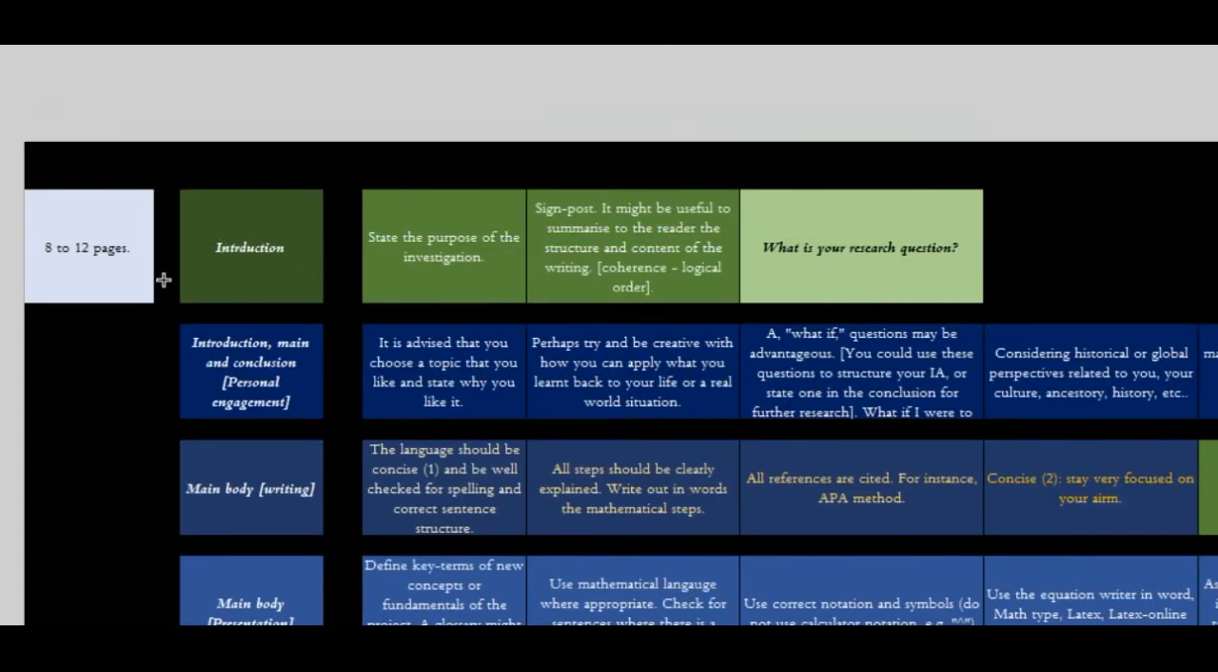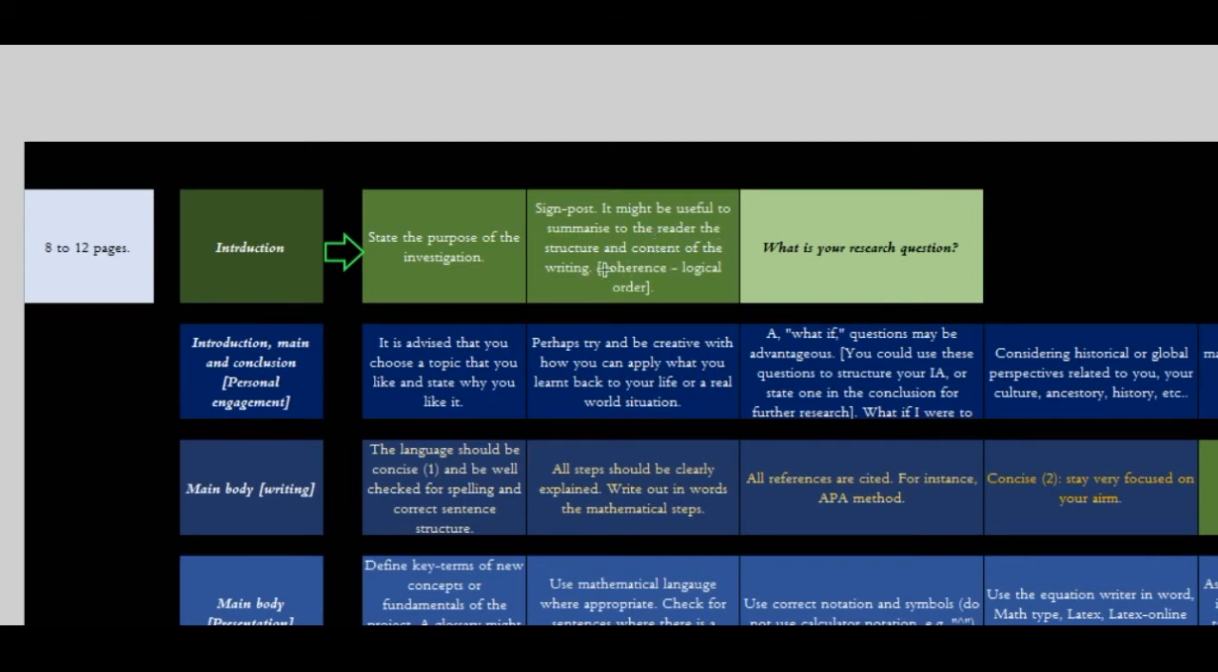So, right, in terms of the introduction, what is it that I think you need to have? What is it that you need to include in that introduction? The first thing is to state the purpose of the investigation. Nice and clear purpose. Why are you doing it? You could also signpost, which, in my opinion, is useful to summarize to the reader the structure and content of the writing.